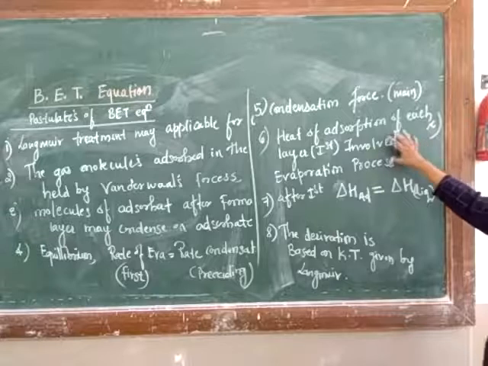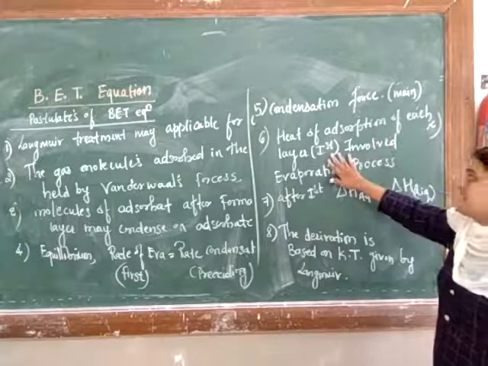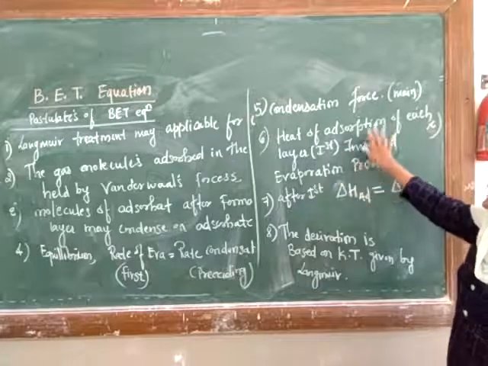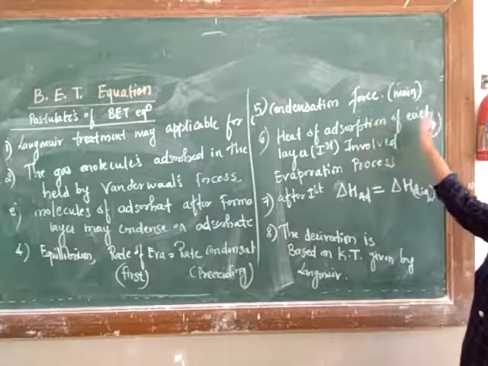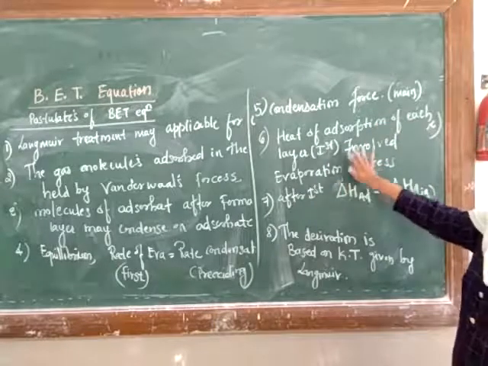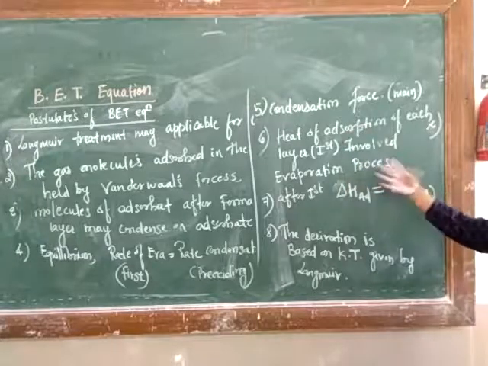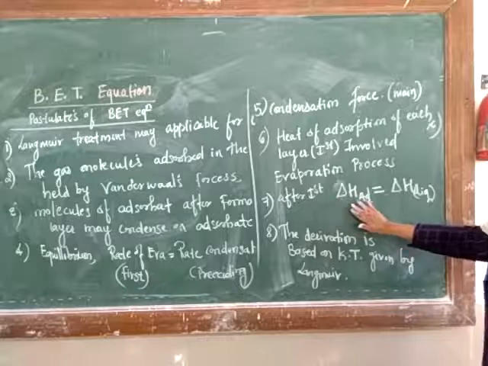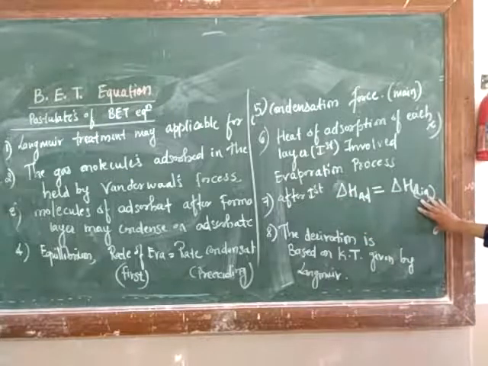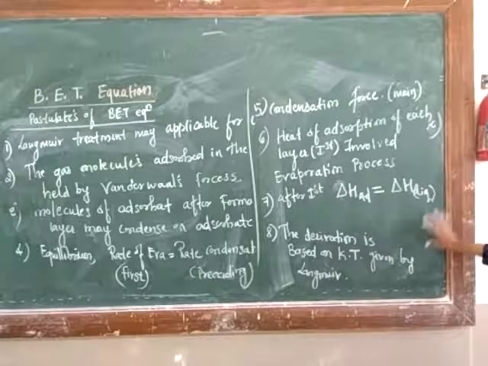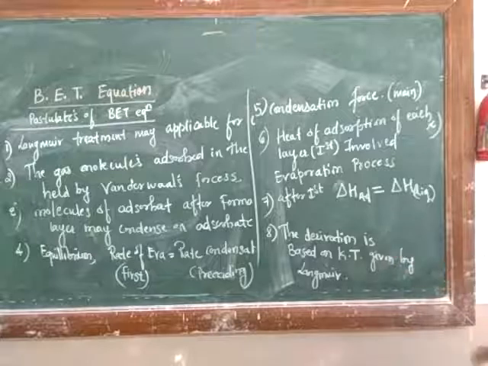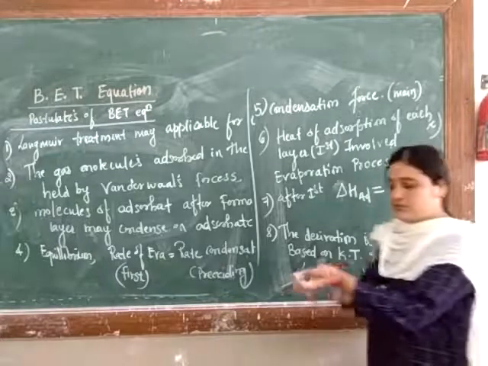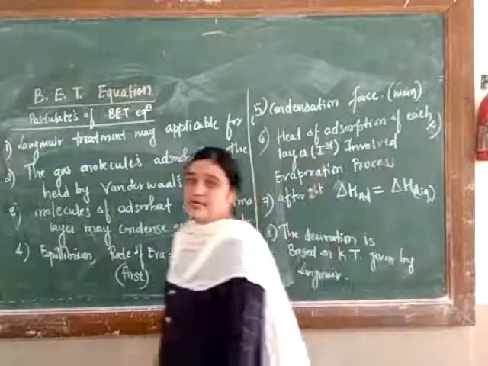Sixth one, the heat of adsorption for each layer, except the first layer, is involved in the evaporation process. Means the heat of adsorption required for the evaporation itself. Then after the first layer, the heat of adsorption must be equal to the heat required for liquefaction. Next, the derivation is based on the kinetic theory given by Langmuir itself. This is about the postulates of the BET equation itself.